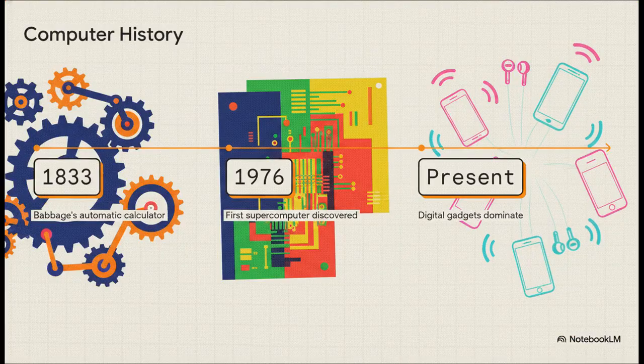What's really wild is looking at the sheer scope of this timeline. I mean, it's amazing to think we've evolved from a mechanical concept back in 1833 all the way up to the 1970s supercomputer era, right through to the modern digital marvels we casually carry in our pockets today just to scroll through social media. So let's test our knowledge on this a bit.